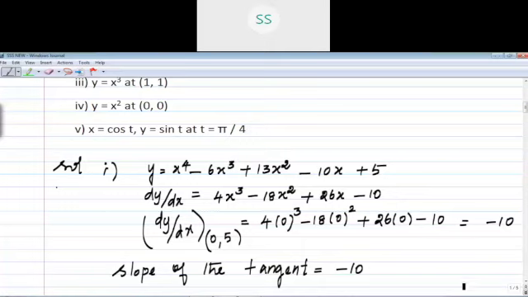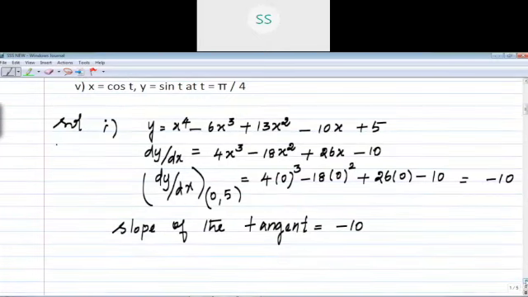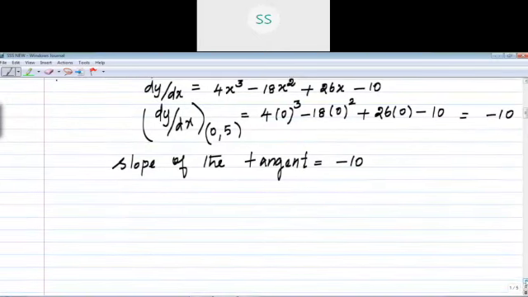Next, slope of the normal. You write it here: slope of the normal. What is it? For the slope of the normal, first you should see the slope of the tangent. You have to write the reciprocal. What is your reciprocal? 1 by minus 10, that is minus 1 by 10. Then you have to change the sign.